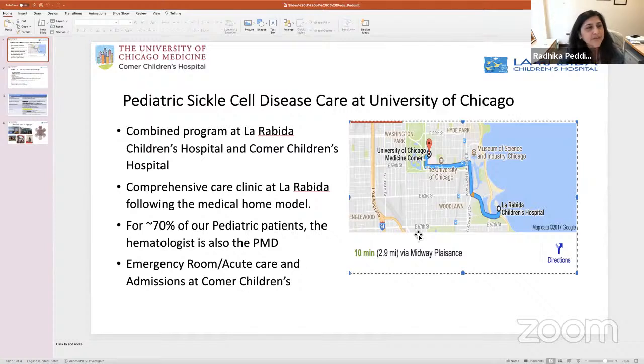We do have a small acute care clinic at Laura Beta Children's, so that if folks come in with fevers or basic pain management needs, we can take care of that at Laura Beta. If patients have respiratory issues and such, even if they end up coming to clinic, we send them to Comer for a higher level of care.